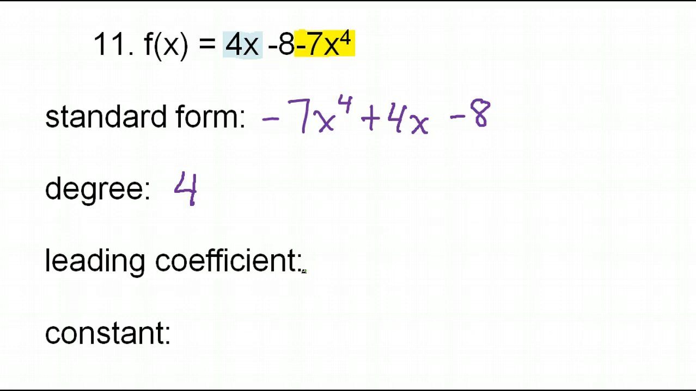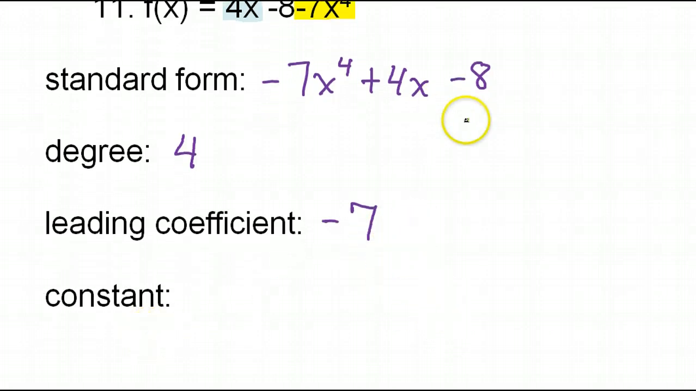The leading coefficient is the coefficient of the highest degree term. If you put it in standard form, it'll be the one in the front. So the leading coefficient is negative 7. The constant term is the term that doesn't have any variable. So that's negative 8.